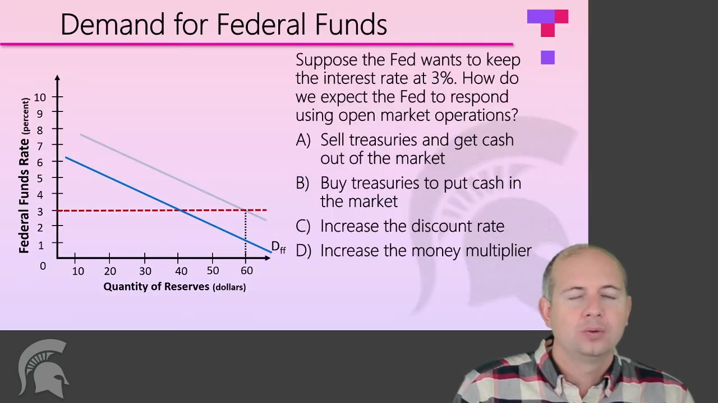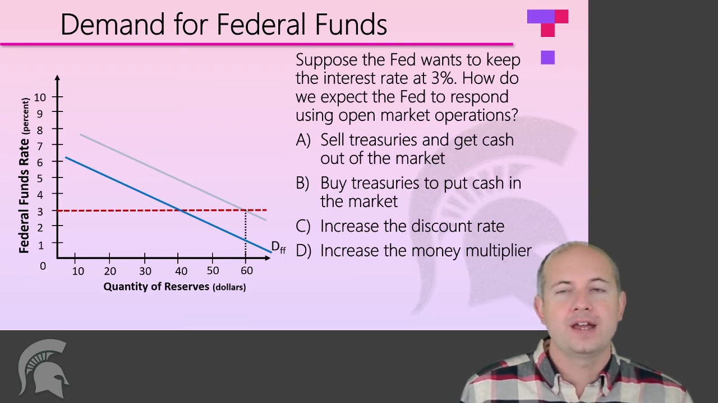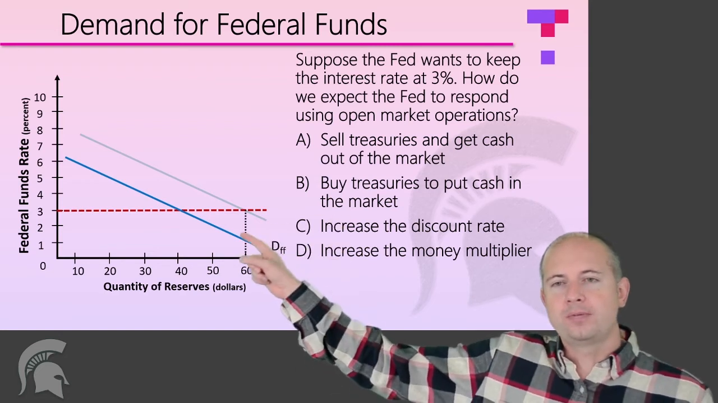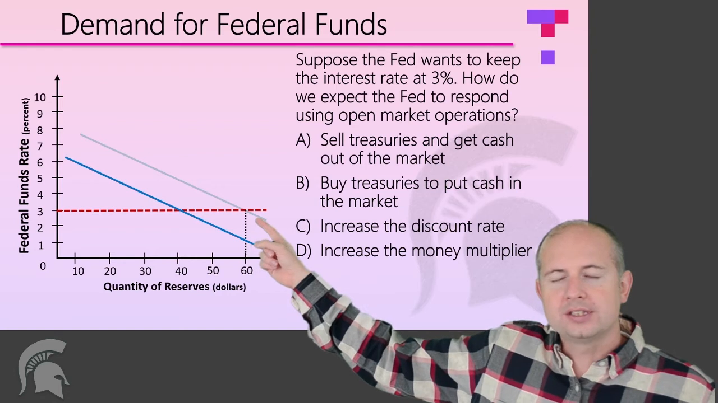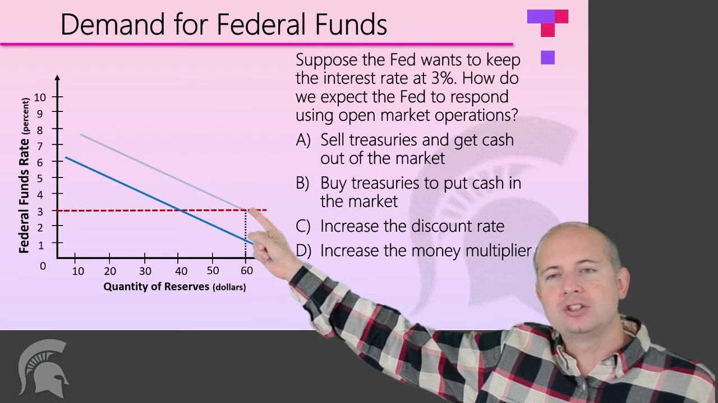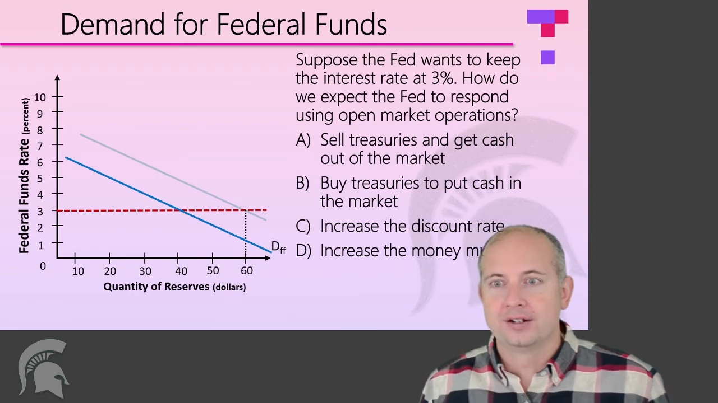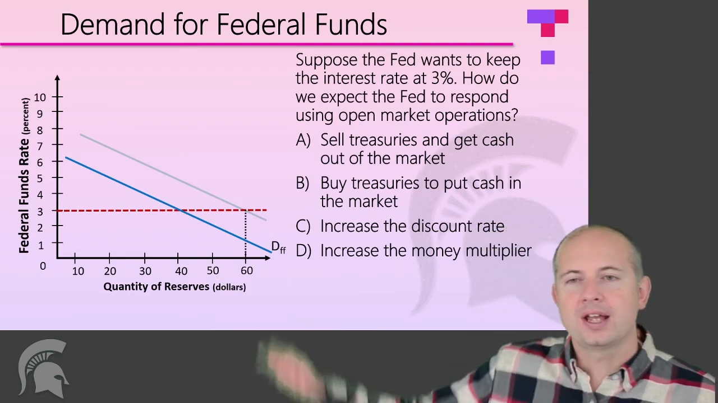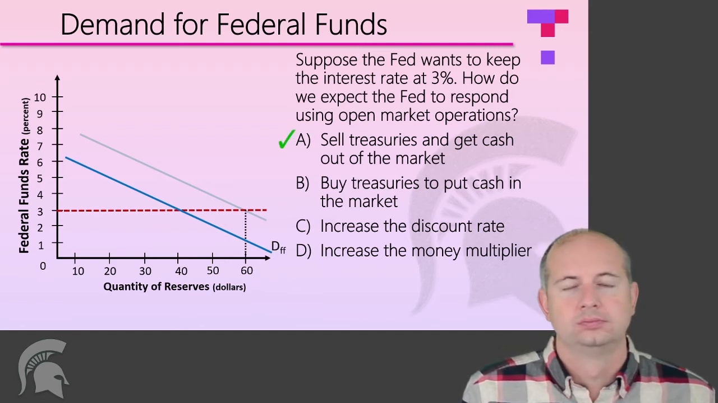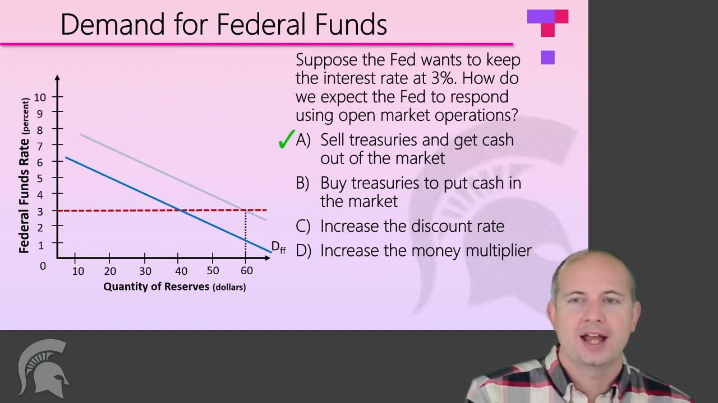Well, the Fed wants to keep the interest rate at 3%. How do we expect the Fed to respond using open market operations? So right now, this is the quantity of reserves, so it is 60. What the Fed wants to get us to is somewhere over here, where the new demand curve intersects with a Fed funds rate of 3%. So how is the Fed going to do this? So the answer is A. The Fed is going to sell treasuries to get cash out of the market.